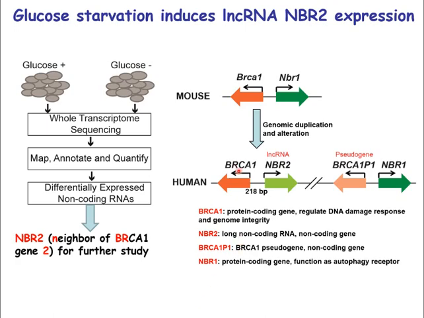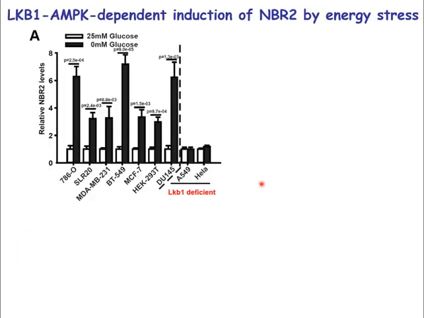And so we thought maybe because it resides right next to the BRCA1 gene, it has some relevance to cancer biology. So we initially started to focus on this gene. Shown here is validation that indeed glucose starvation can induce its expression in various cancer cell lines, but not in these two cell lines called A549 and HeLa cells.